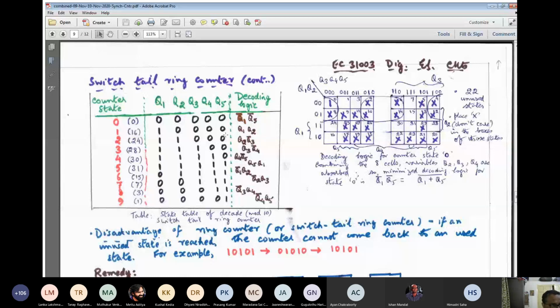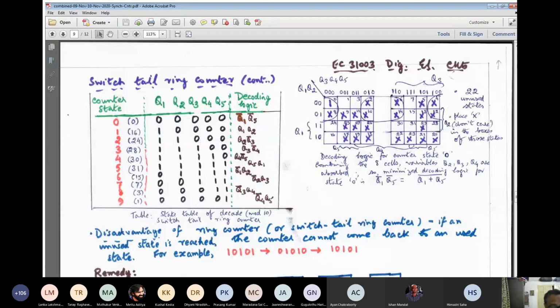Then again Q5 bar is 1, so 1 will be coming here. Again Q5 bar is 1, so 1 will be coming here, till you reach this state. When all the 1s are reached, then Q5 bar becomes 0. So now 0 will start coming. Again 0 will be padded up towards the left end till you get 0, 0, 0, 0, 1. Again all 0 will come. So these are all the distinct states. No more states are possible. You count 1, 2, 3, 4, 5, 6, 7, 8, 9, 10. Okay, so this is a modulo 10 counter, a modulo 10 switch tail ring counter.